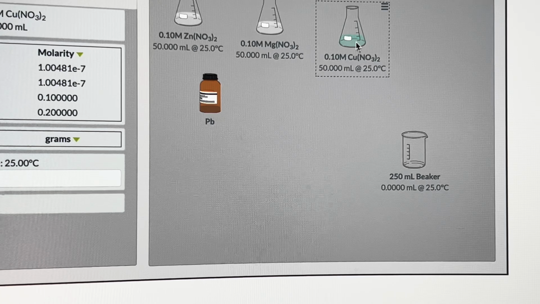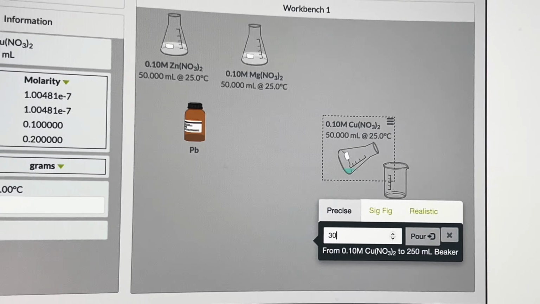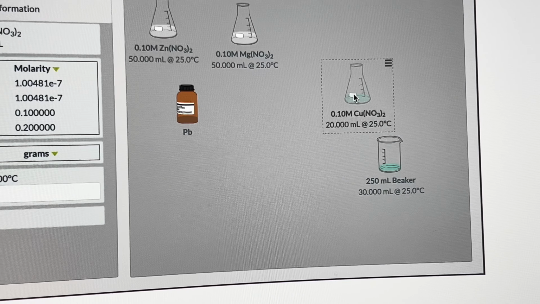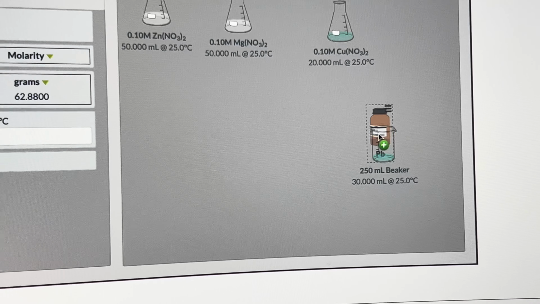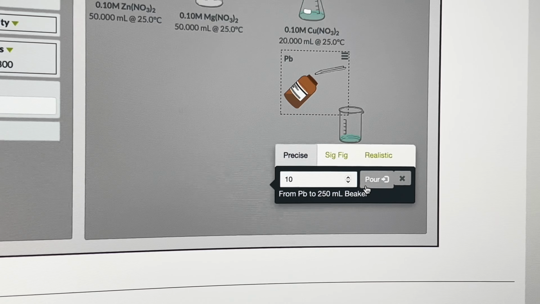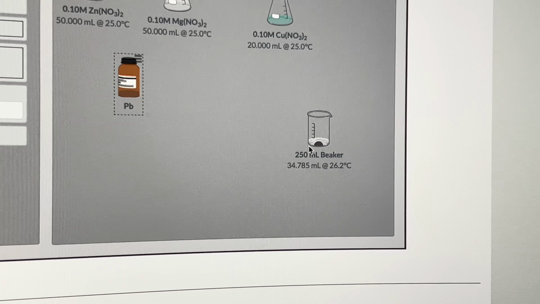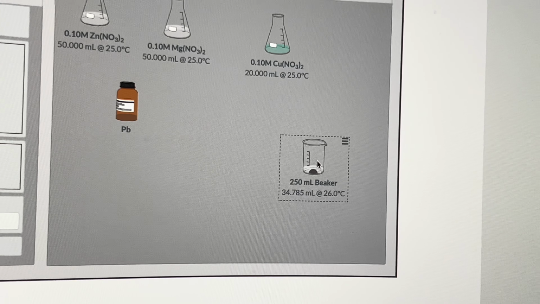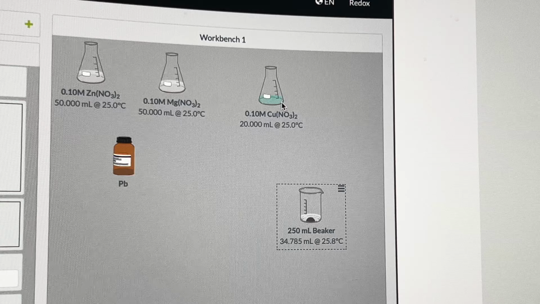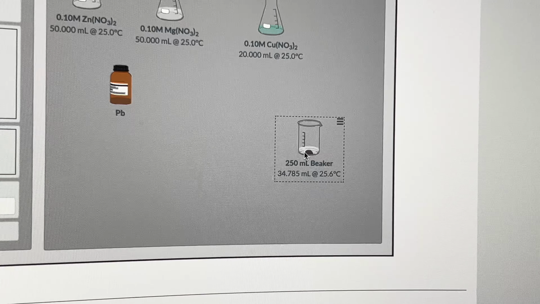First I'm going to pour 30 milliliters of the copper nitrate into the clean beaker, like so. And now I'm going to dispense 10 grams of lead metal into the beaker. And as you can see, a reaction does occur because there has been a change of color. We first started off with copper nitrate, which is blue in color, and then after we added the lead, it turned clear.